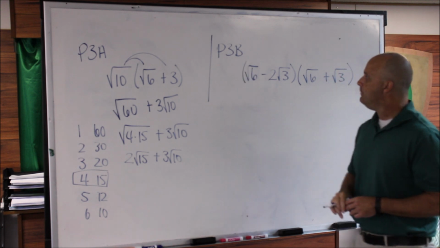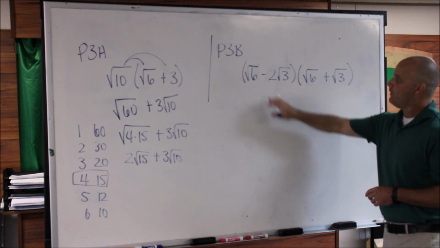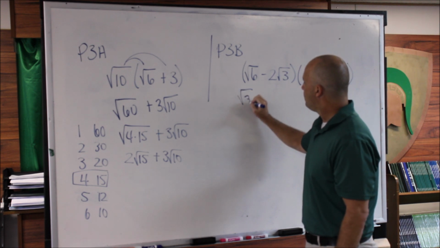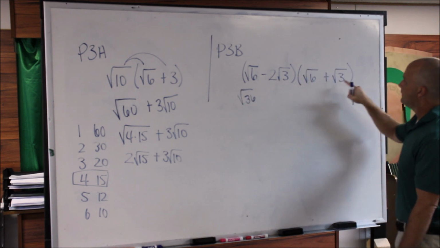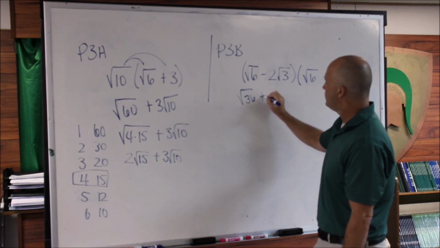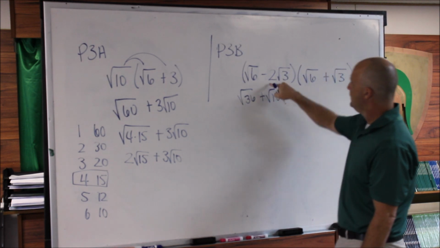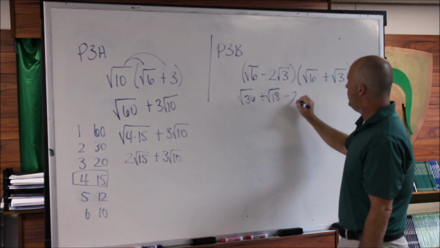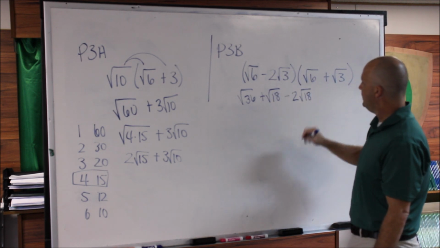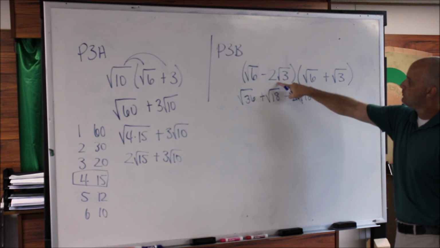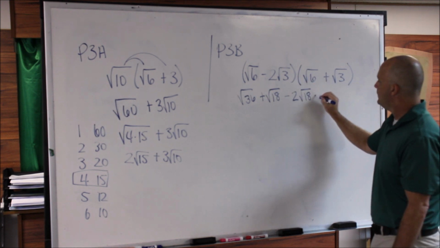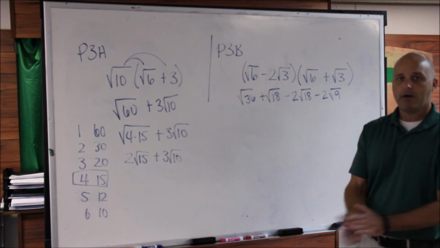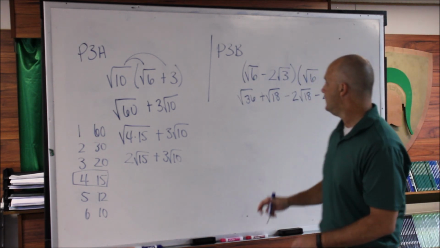So in problem number 3b, we're just going to FOIL. We've got square root of 6 times the square root of 6, which is going to give us the square root of 36. Square root of 6 times the square root of 3 is positive square root of 18. Negative 2 square root of 3 times the square root of 6 is negative 2 square root of 18. And then negative 2 square root of 3 times the square root of 3 is negative 2 square root of 9. So now we're just going to simplify it as much as we possibly can.